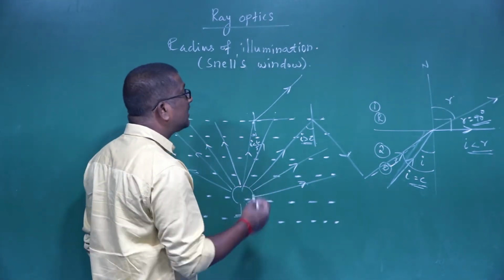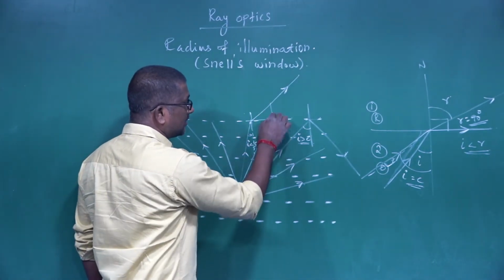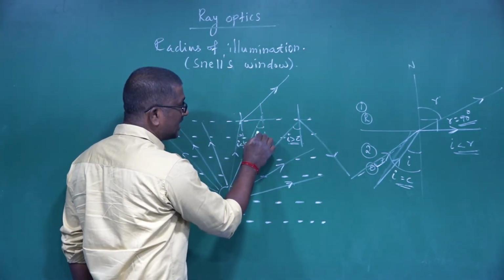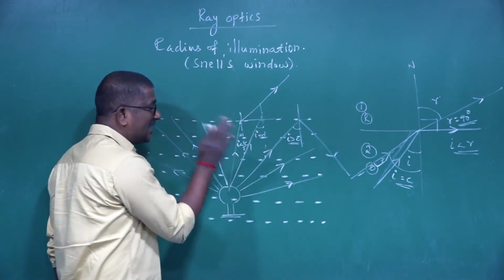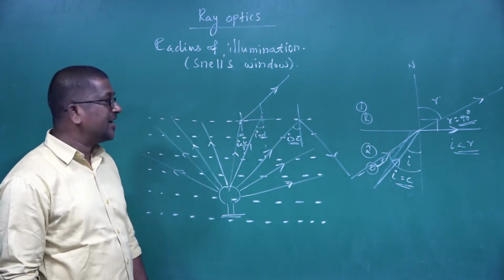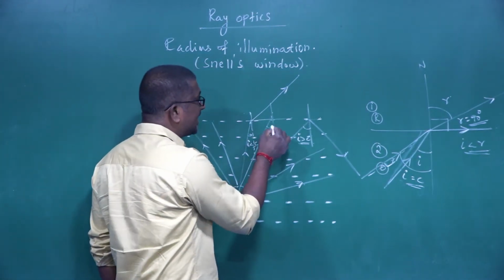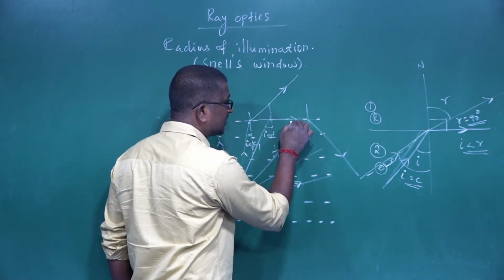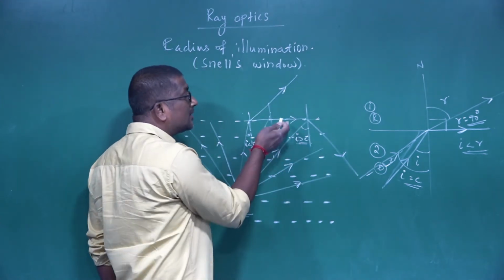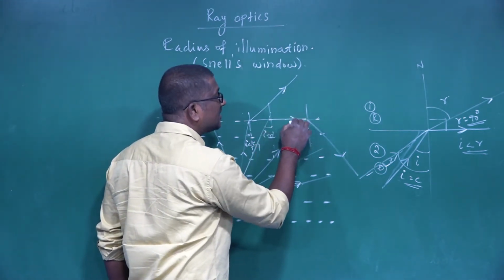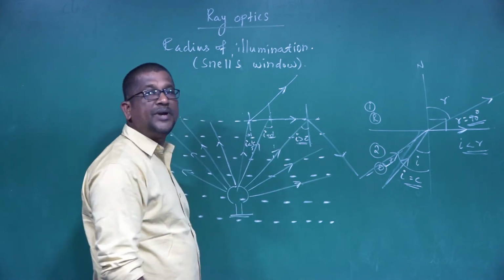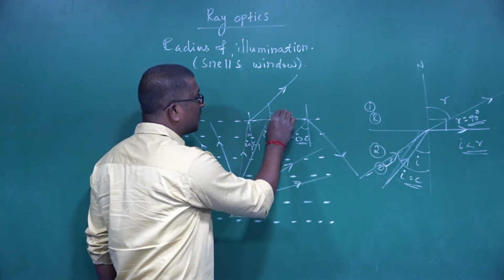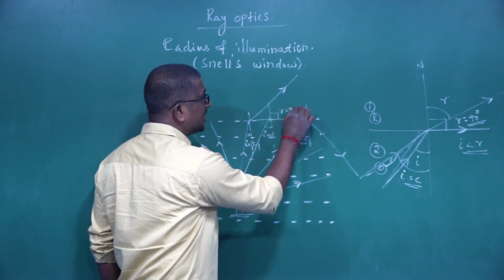In the third case, the light is incident on the surface at an angle equal to the critical angle of the medium. So in that case, a refraction takes place. That is, we can get a refracted ray. That refracted ray grazes the surface of separation of the two media. Now the angle of refraction is 90 degrees.